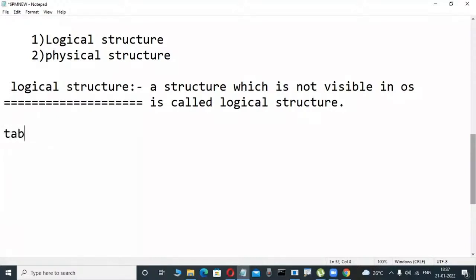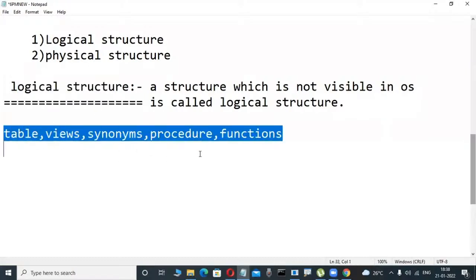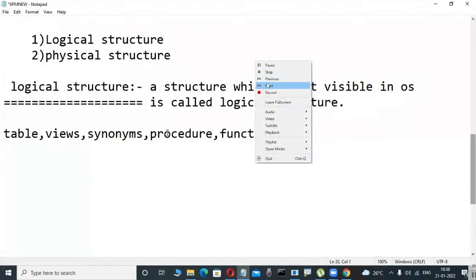That logical structure contains tables in Oracle, SQL Server, MySQL also. Views are there. Synonyms are there. Indexes are there. These are all the database objects. So many things are there. Procedures are there. Functions are there. Triggers are there. Packages are there. These are all logical structure. That is not visible in the operating system. Whatever courses we are learning, so many objects are not in the operating system.